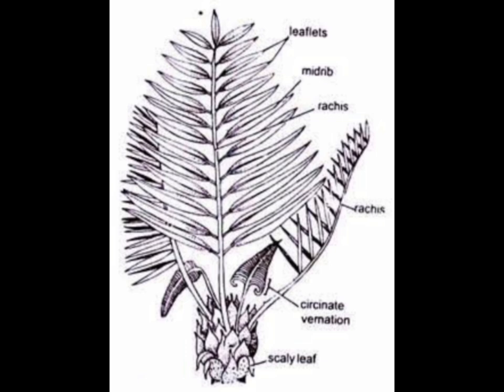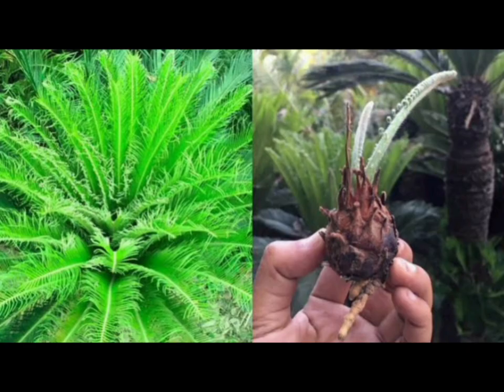That is, they are usually developed in crevices between the leaf bases. So in CYCAS there are persistent leaf bases, and in between the crevices of the persistent leaf bases you can find the bulbils. So bulbils are the adventitious structures that help the CYCAS for vegetative propagation. So these are the vegetative reproduction structures.